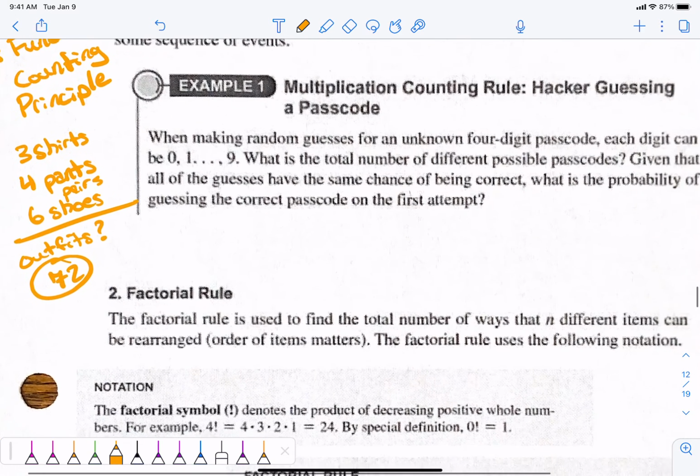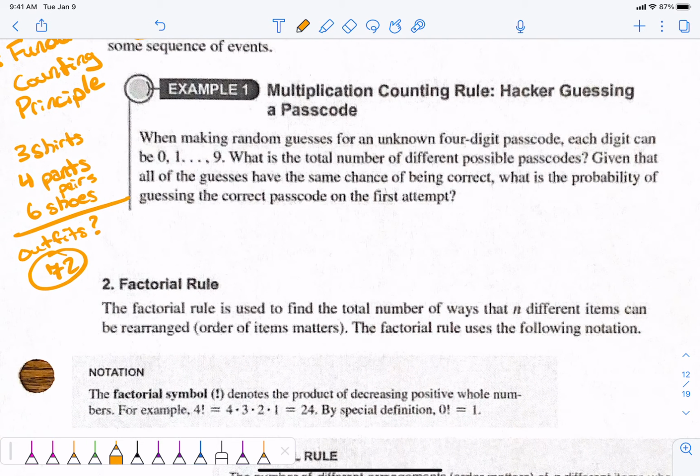Okay, now, the examples, though, that they will do are not quite so obvious, like the outfits example. They will do this one, multiplication counting rule, and they're guessing a 4-digit passcode. So this is the first example. When you see passcode, here's what I would highly suggest you do. 1, 2, 3, 4. Okay, and then we'll write in those boxes what numbers or characters, maybe it's a letter, that we are allowed to have. Make the 4 blanks and then you can see what's going on.